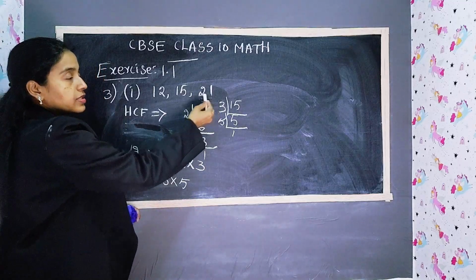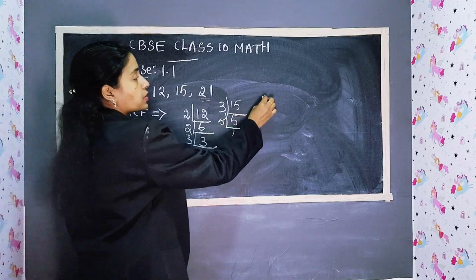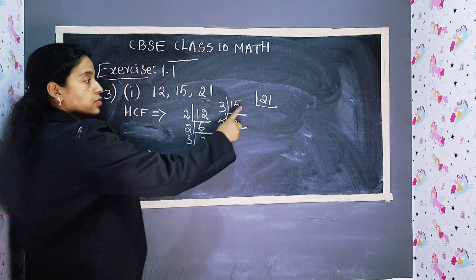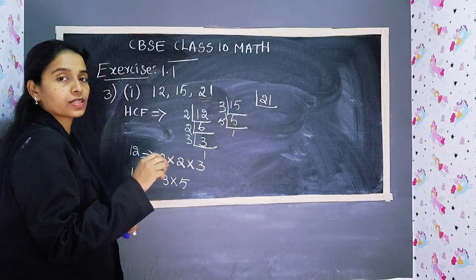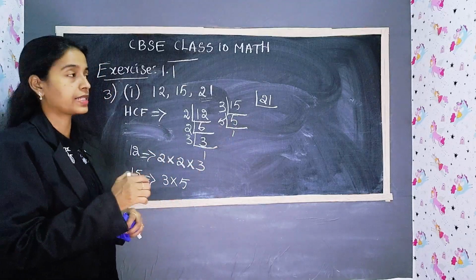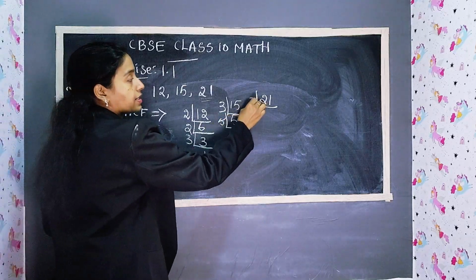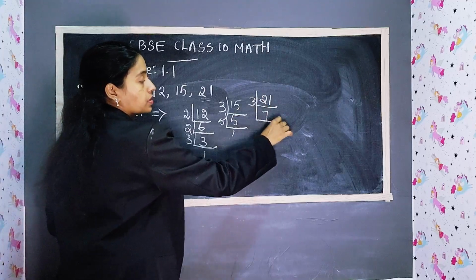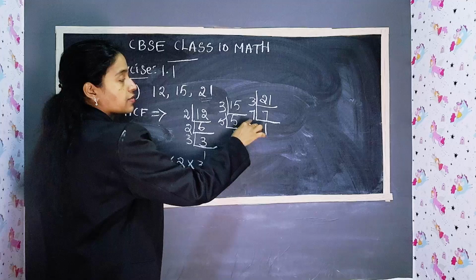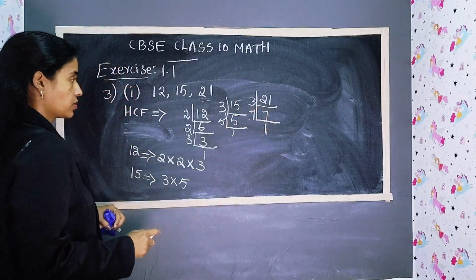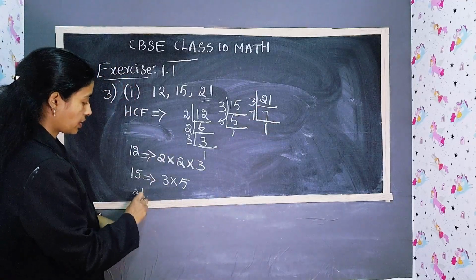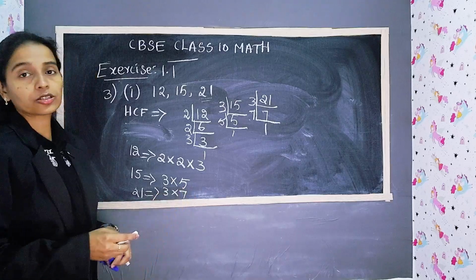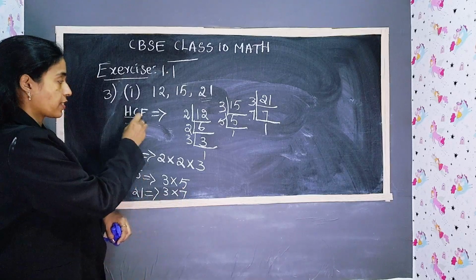And then next number is 21, right? So for 21 I cannot take 2, right? Why? Because 21 will not get divided by 2 completely. So I can take 3, right? Seven 3s are 21. Now 7. One 7 is 7. For 21, what should be the prime factors? 3 into 7.